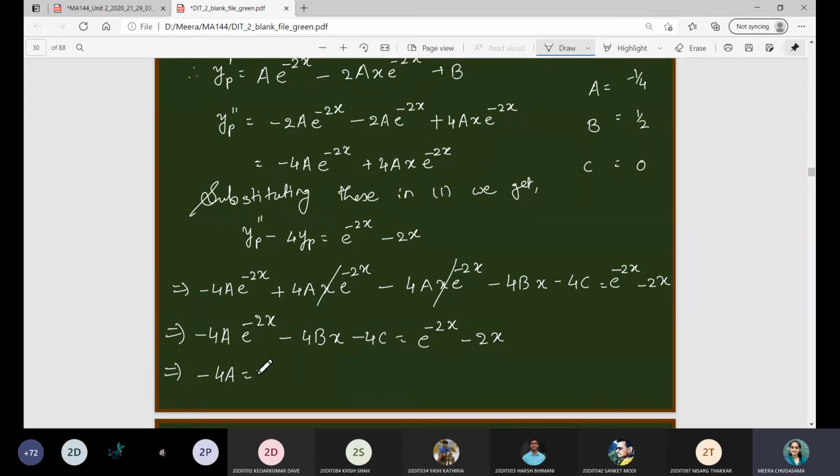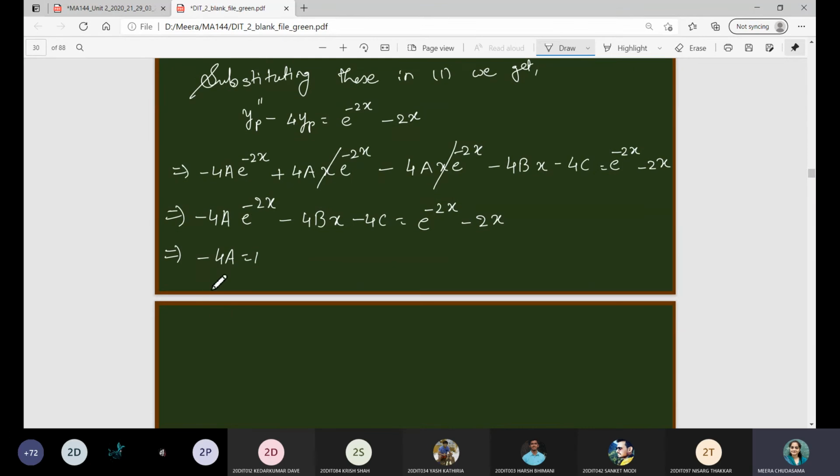So minus 4a is equal to 1 and that will give you a is minus 1 upon 4. After that, x coefficient is minus 2 on right hand side. On left hand side, it is minus 4b is equal to minus 2. So b is equal to 1 by 2. And there is no constant quantity involved on right hand side. Therefore, minus 4c is equal to 0. Hence, c is 0. So these are the constant values which you have determined from the undetermined coefficient method.